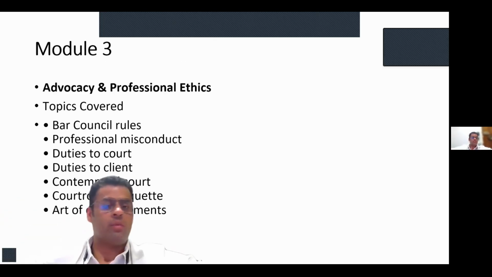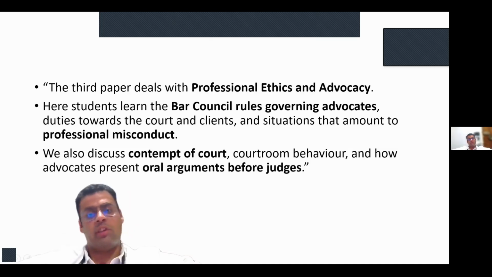Module 3 is advocacy and professional ethics. Topics covered are Bar Council roles, professional misconduct, duties to court, duties to client, contempt, courtroom etiquette, art of oral arguments. The third paper deals with professional ethics and advocacy. Here, students learn the Bar Council rules governing advocates, duty towards the court and clients, and situations that amount to professional misconduct. We also discuss contempt, courtroom behavior, and how advocates present oral arguments before the judges.